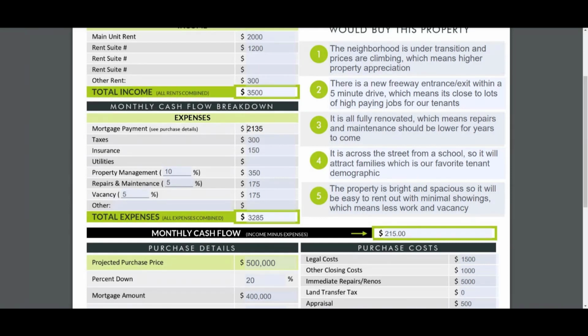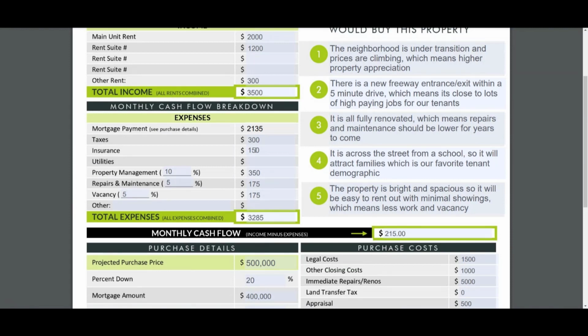Our insurance, if we don't know what the cost of insurance is, let's start calling some insurance companies. Let's call our insurance provider and say, I'm looking to buy a property like this. Can you give me a rough quote as to how much that's going to cost? Property like this, roughly the taxes are about $300 a month. The insurance is about $150.